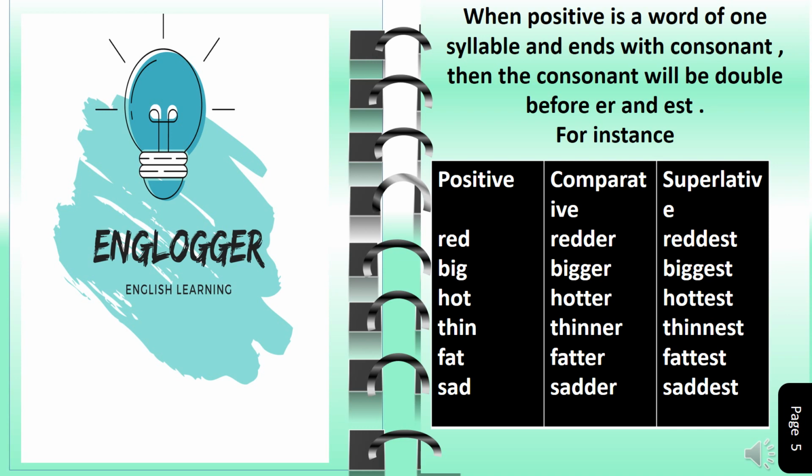Then big, a single syllable sound is coming, and again it changes into double G: bigger and biggest. Next is hot, hotter, hottest. Thin, thinner, thinnest. Fat, fatter, fattest. Sad, sadder, saddest. I just hope that I have cleared you about the syllable sound, how you have to count whether a single sound is coming or two syllable sounds are coming in a word.